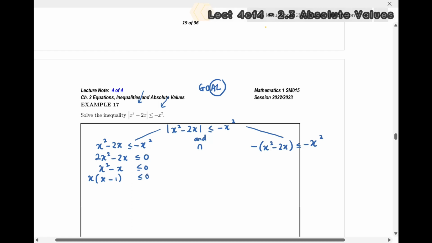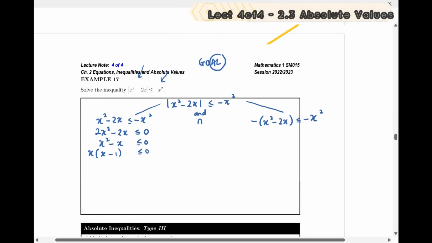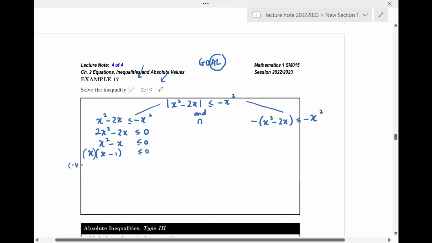This is a quadratic inequality, okay? Because we have a quadratic expression on the left side, and we already factorized this one, we have the critical values, which are x equals 0 and x equals 1. Of course, this is a quadratic, so we need to draw our smiley quadratic.